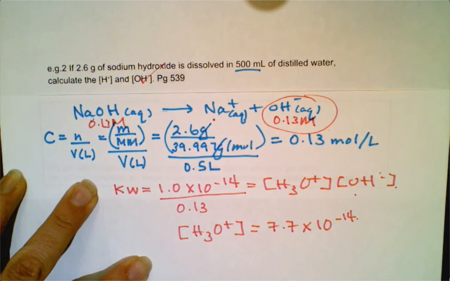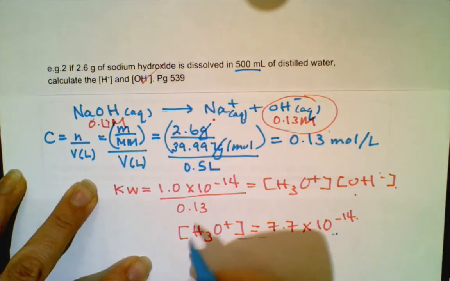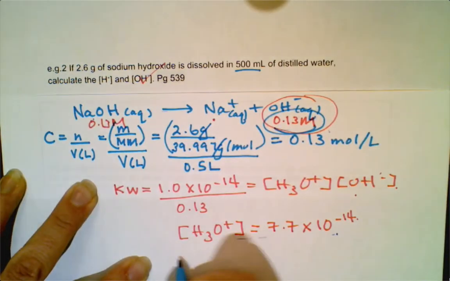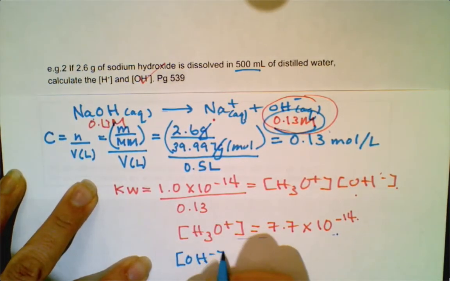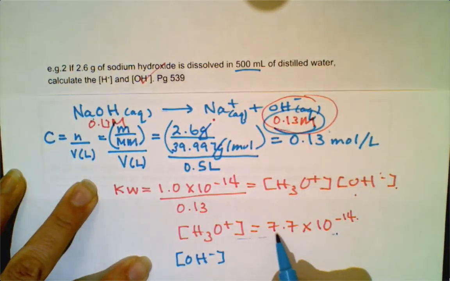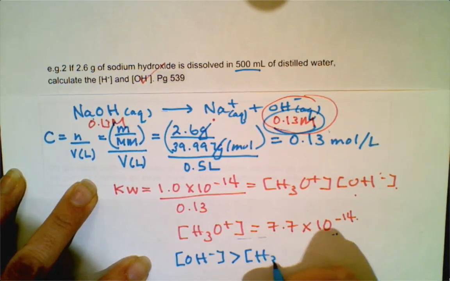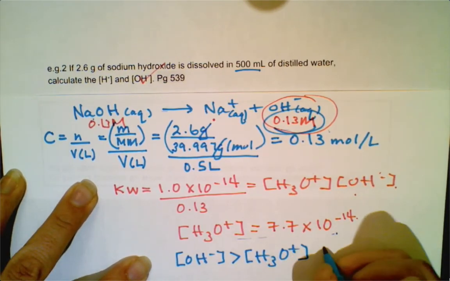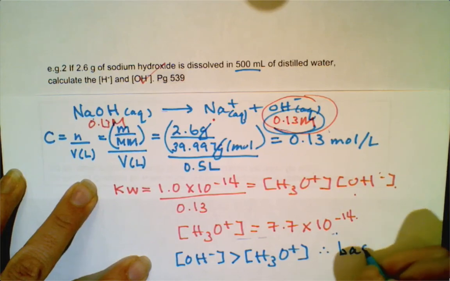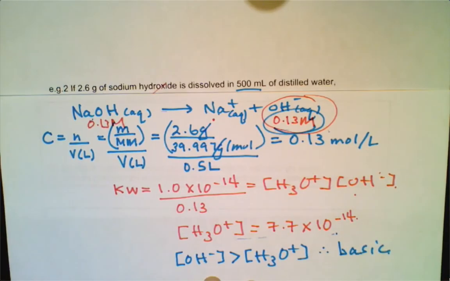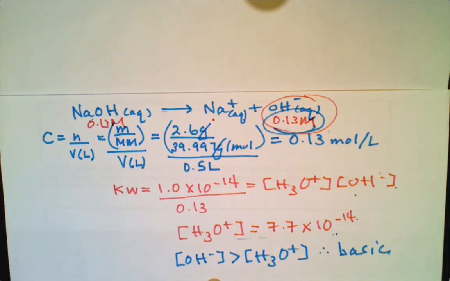So from this, when we compare the hydronium ion concentration and hydroxide, we can see that 0.13 for hydroxide is much bigger than 7.7 times 10 to the negative 14. And therefore, this particular solution is basic in nature. That's how we use the autoionization constant for water to help us determine whether something is acidic or basic.